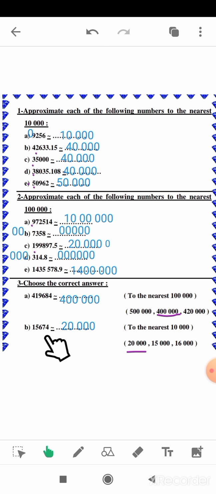Here we want the nearest 10,000. Okay, so we have here units, tens, hundreds, thousands, 10,000. 1 is the 10,000 digit, so I will look at the thousands digit, which is 5. 5 is a happy number or rich number. A rich number will be replaced by 0 and give 1 to the 10,000, so it will be 20,000.